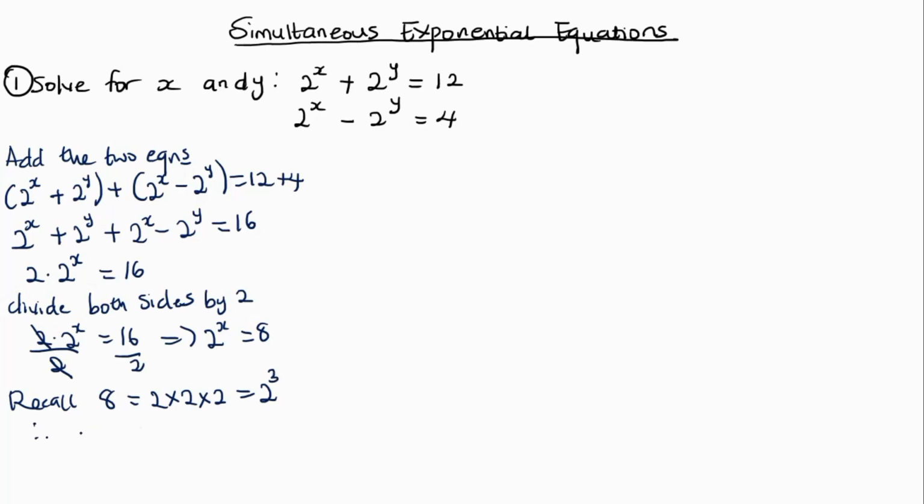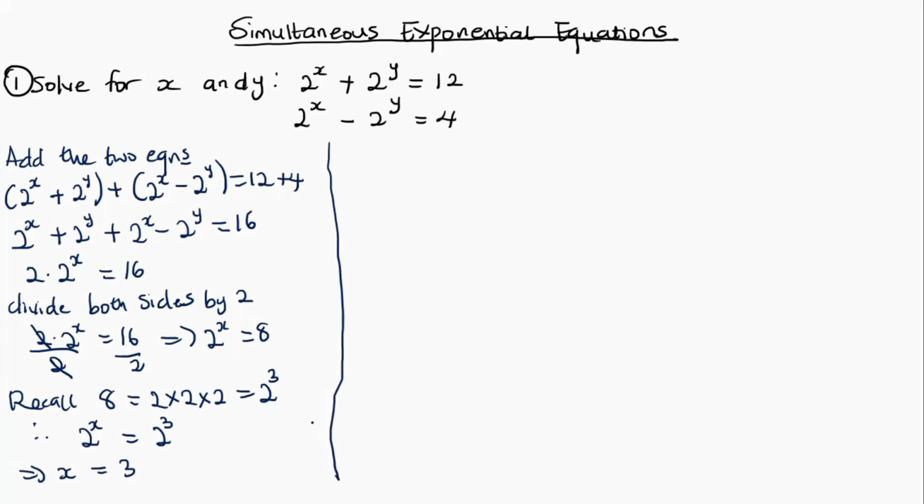So therefore, 2 power x is equals to 2 power 3. Now, since the bases are the same, all we need to do is to equate the exponents, and this implies that x is equals to 3. So that is it, we have been able to solve for x.